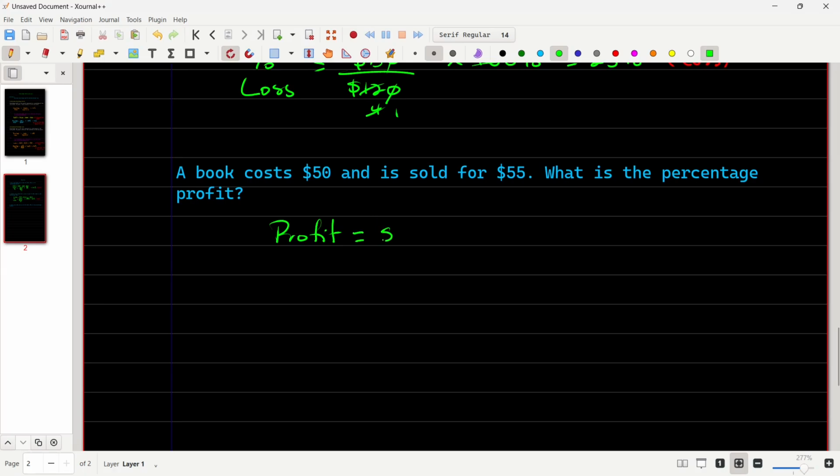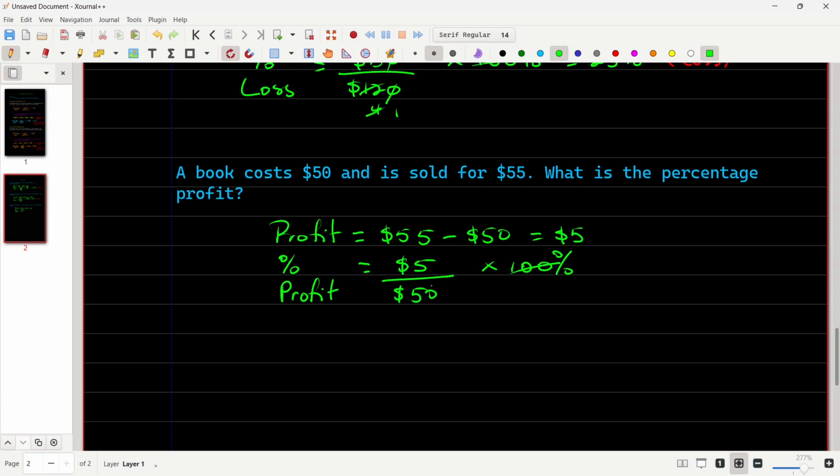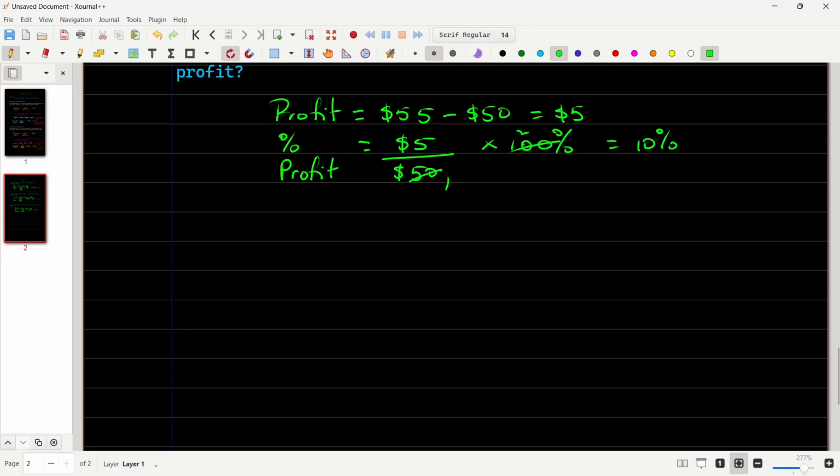My selling price is $55. My cost price is $50. My profit is $5. And I'm going to say my percentage profit is equal to my profit amount, which is $5, divided by my cost price, which is $50, and then multiply by 100%. 50 into 5 is 1 and 50 into 100 is 2, so 5 twos are 10, so I get a 10% profit. Let's go on to the next question, and this will be the last one.